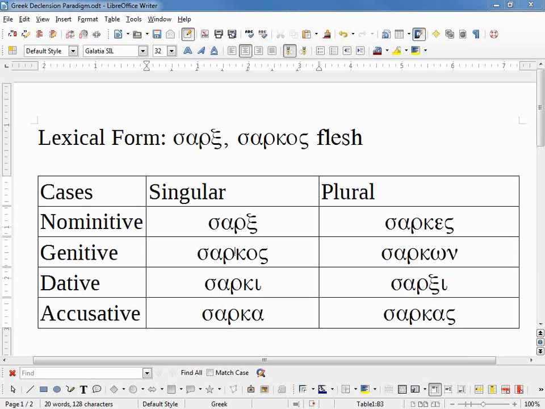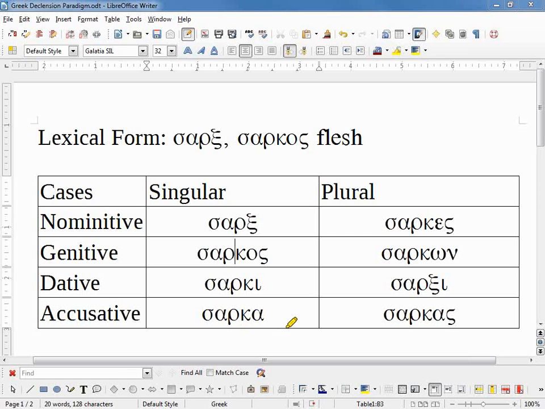Okay, that will also affect when we try to find it in a lexicon, because this technically is not the lexical form. Unfortunately, like I said, the lexical form is the nominative singular, so this will be our lexical form, and that's what we have to find in the lexicon, okay?